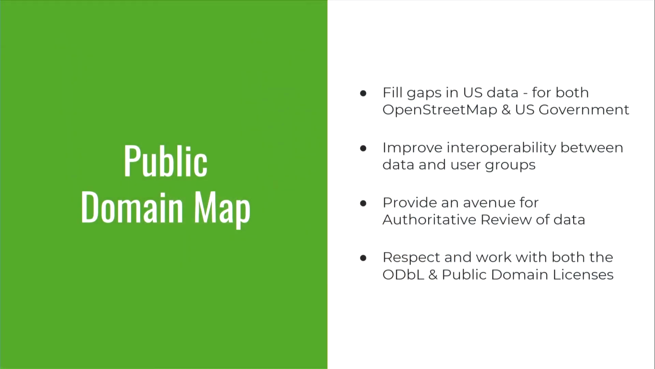When this is completed, it will allow these crowdsourcing groups to, at the same time, contribute data both to OpenStreetMap and to government data sets to close these data gaps and improve the interoperability between these different user groups. One thing we're working to achieve with Public Domain Map is also an avenue for authoritative data review of this information, as well as working with the different licenses between public domain and OpenStreetMap data.